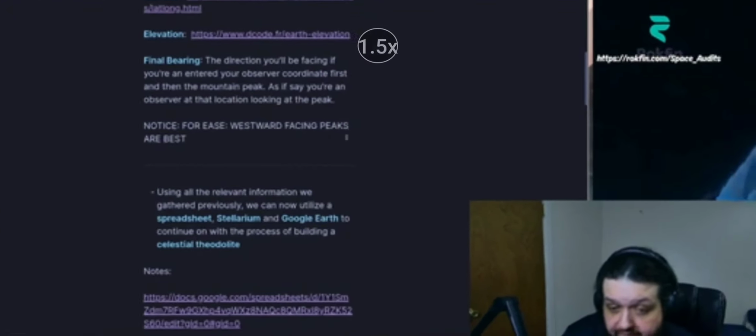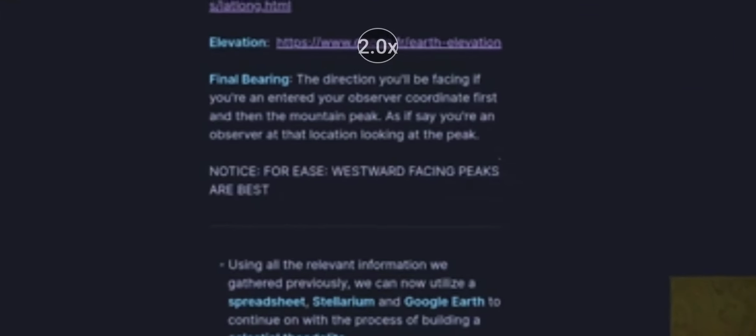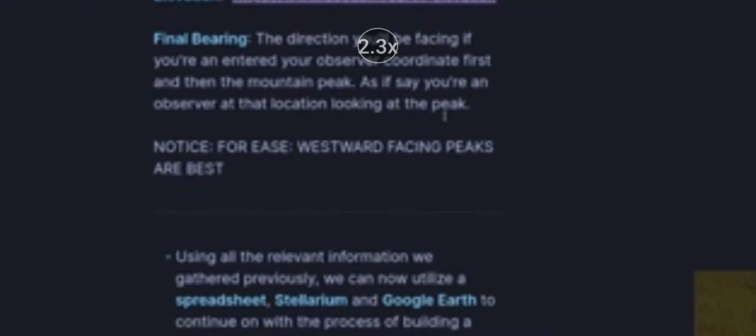Okay, so now that you have the necessary information, you're going to find a westward facing peak, because you're going to be looking for stars that are going down, setting into the mountain, right? That are going to be occluded by it. Otherwise, you'll be doing star rises, which you could do, but it'll be significantly harder. So you're going to make sure that you have that.